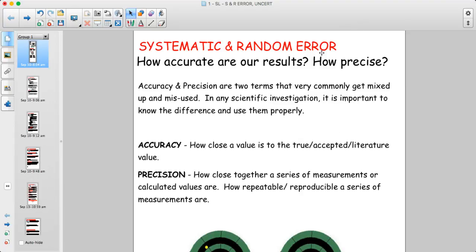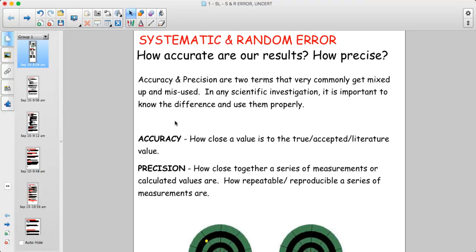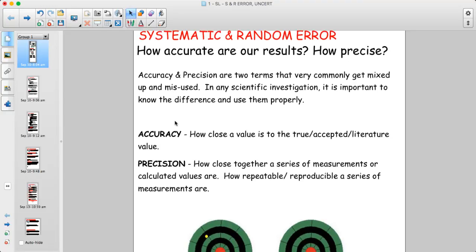Okay, talking about systematic and random error. These are things when we're considering how accurate our results are, how precise they are, and what's influencing those things. The different types of errors that might be influencing our results, and which ones affect accuracy and which ones affect precision. So accuracy and precision are two terms that we often mix up and misuse.